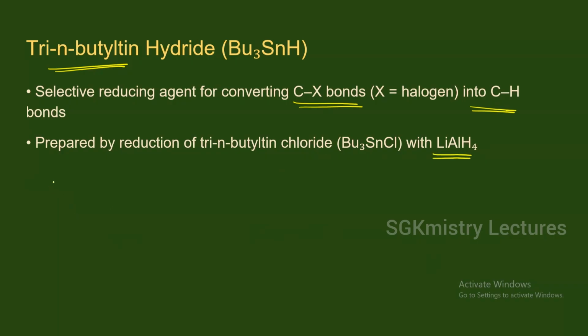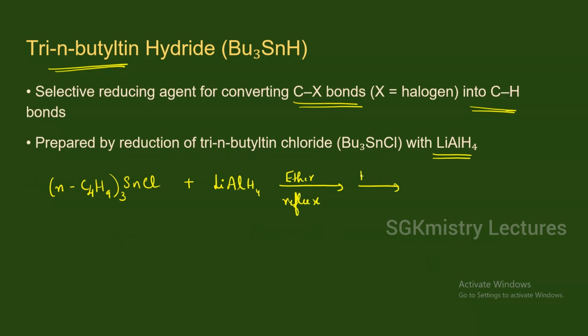So let us look into how it is done. N-butyl, so C4H9. Tri-n-butyl is present, so three times. The tin chloride I'm going to take in the presence of lithium aluminium hydride. In ether solvent, refluxing is done. Then water is added. Then you're going to get this particular reagent, that is tri-n-butyl tin hydride. Right. So the chloride is replaced by the hydride.